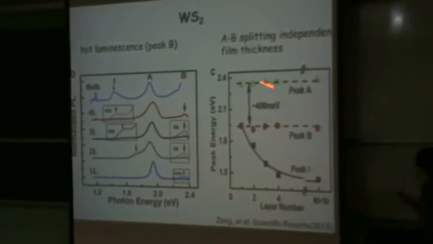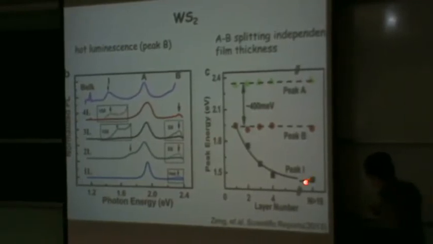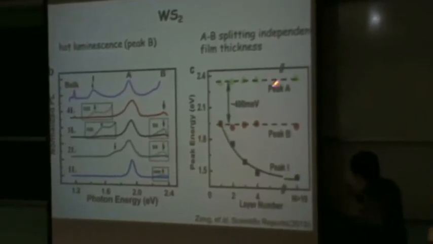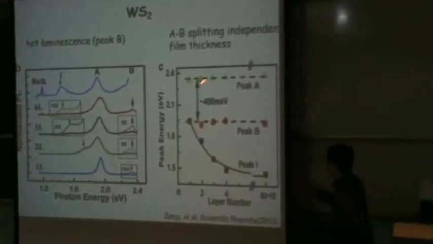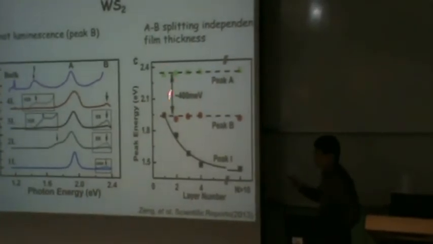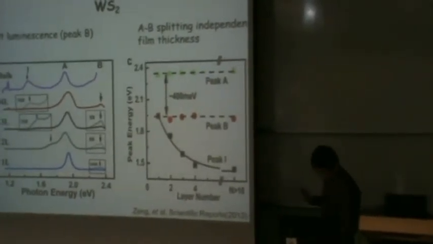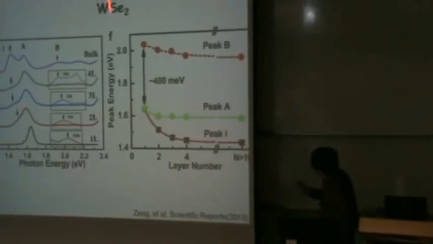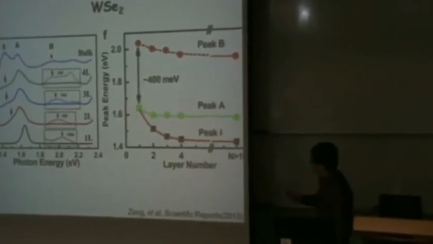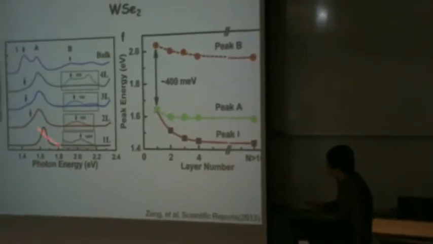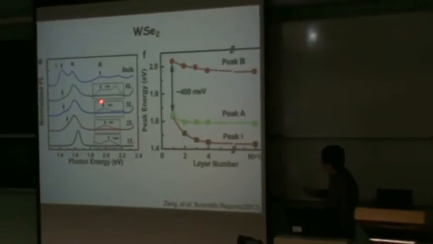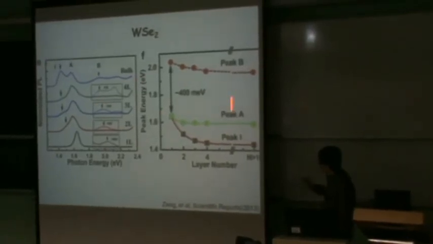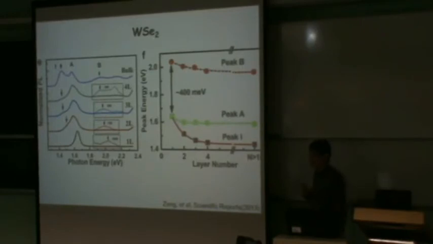Here is summarized the position of the peaks, right? The indirect gap merges at the monolayer level, and that's subtracted from the band gap emission. Here, at higher energy, their separation is pretty much constant, about 400 meV. Similar behavior in the selenide. There is the direct gap, and also the higher energy state. And the separation between this gap and this gap is also constant, independent of thickness, 400 meV. So how do we understand these things?